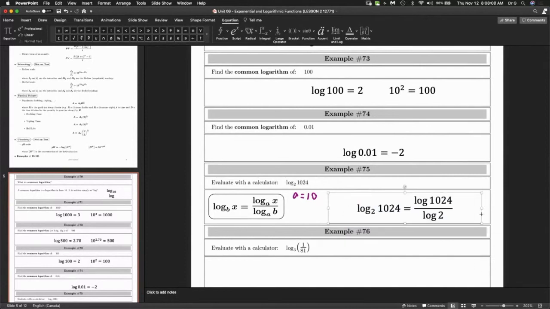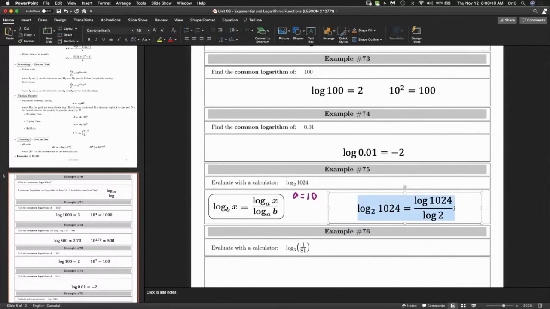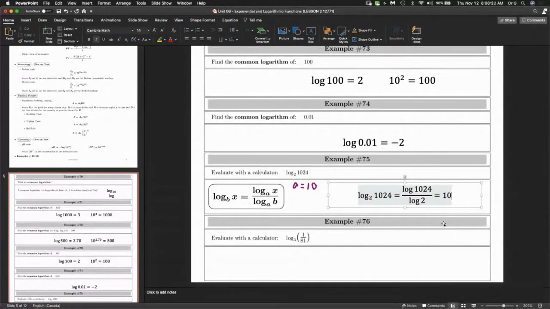All right, go ahead and type that on your calculator and tell me what you get. What do you get for that question? Yes, that is correct, Graham. 10. Okay, so that means that 2 to the 10 is 1024. Another question that you could have answered in your head, but maybe you didn't see it, and that's okay.